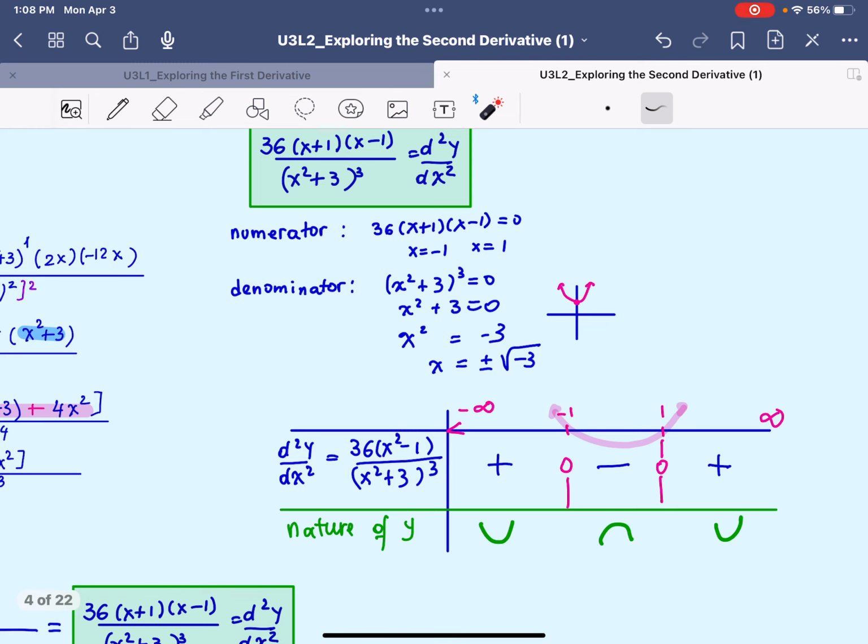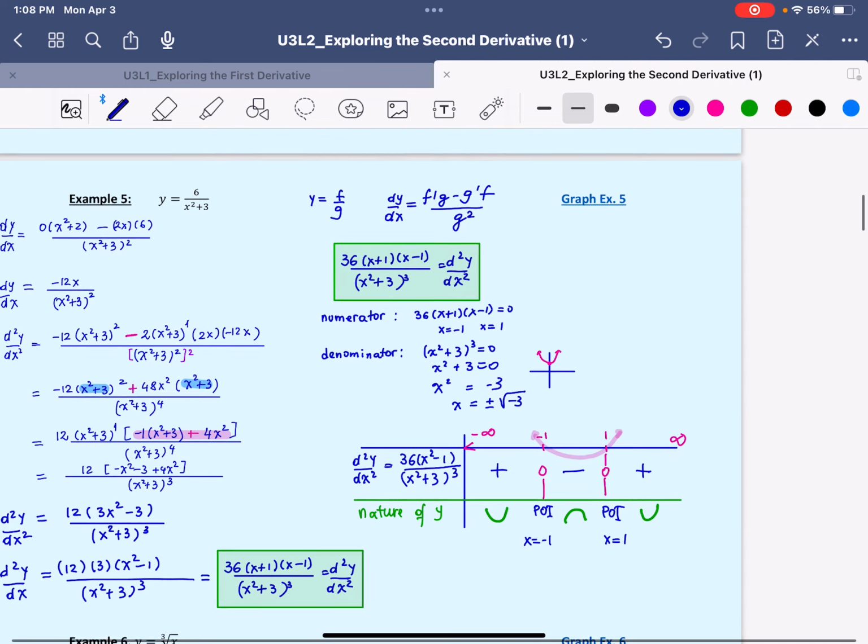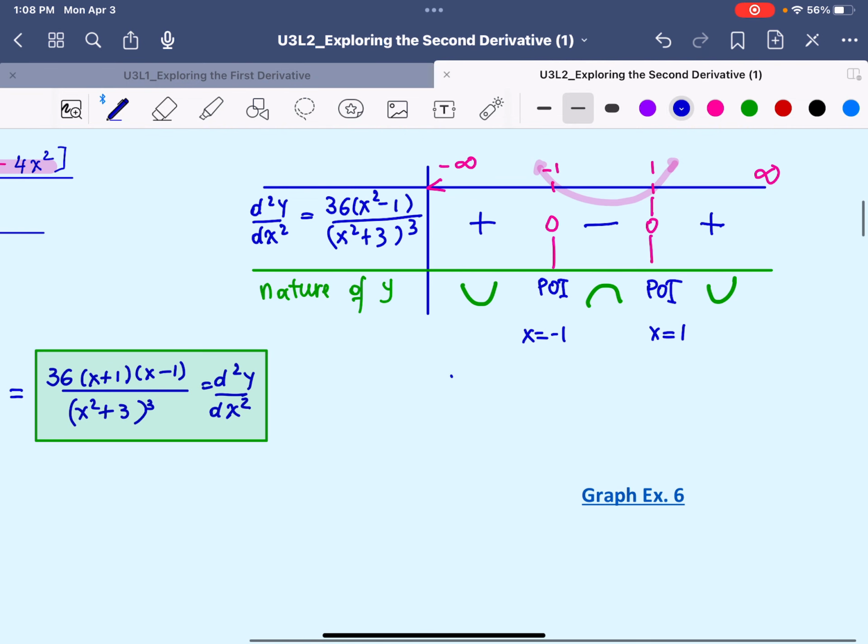Now, at x equals -1 and +1, as you can see, the concavity has changed, which marks these 2 points as points of inflection. All right, so there will be a point of inflection at -1 and a point of inflection at +1. If you want to find the y value at each point, then we simply have to substitute the value of x into the equation of the function.